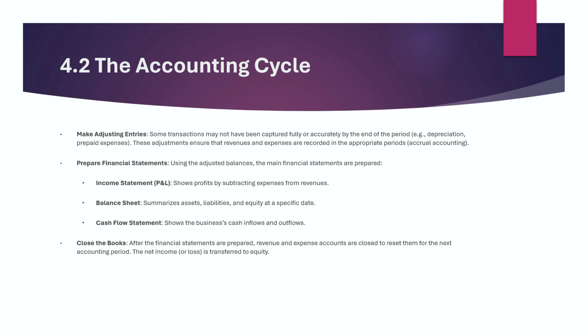6. Prepare financial statements. Using the adjusted balances, the main financial statements are prepared. The income statement, or P&L, shows profits by subtracting expenses from revenues. The balance sheet summarizes assets, liabilities, and equity at a specific date. The cash flow statement shows the business's cash inflows and outflows.